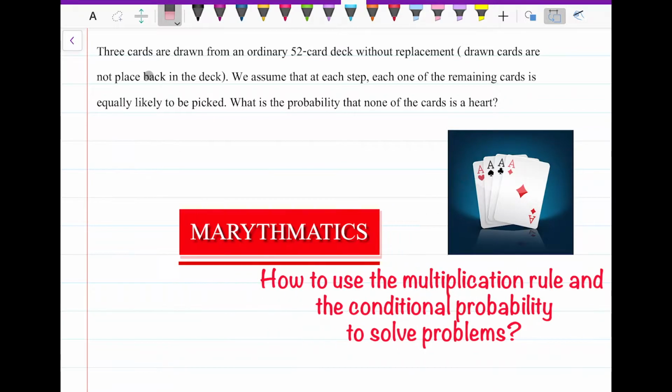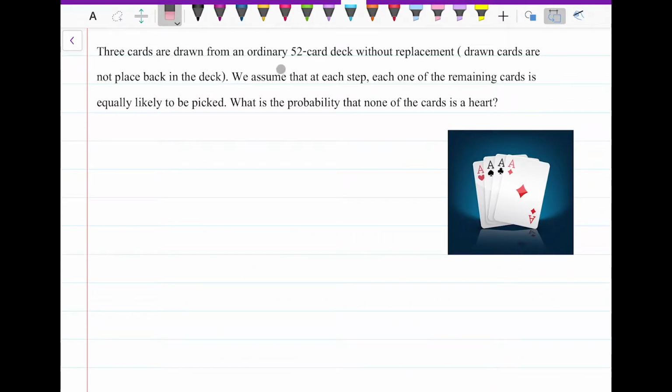I would like to solve this question. 3 cards are drawn from an ordinary 52 card deck without replacement, which means that drawn cards are not placed back in the deck. We assume that at each step, each one of the remaining cards is equally likely to be picked. What is the probability that none of the cards is a heart?